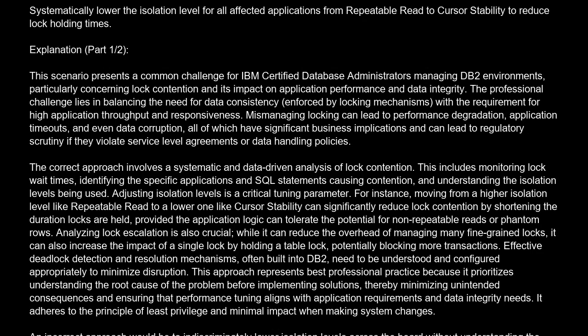The correct answer is B. Systematically lower the isolation level for all affected applications from repeatable read to cursor stability to reduce lock holding times.